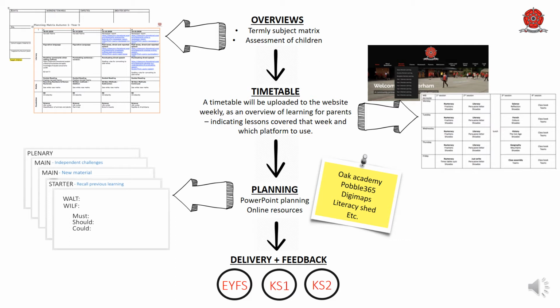and then that would be the teacher's planning as well as what would go on Showbie for the children to access their teacher input. Now it could be that the PowerPoint is put up as a teacher input, or teachers may use different online resources such as Oak Academy, Pobble 365, Digimaps, and use links from there, especially at Oak Academy, to use their videos, and then the delivery and feedback would change slightly in the different key stages.